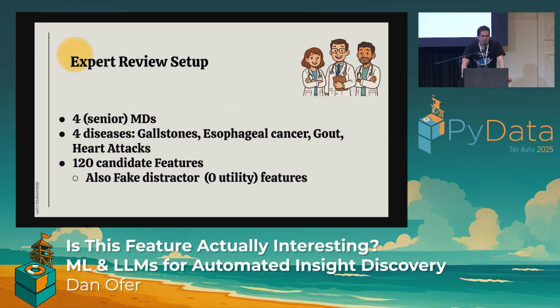So here we did human evaluation, and very, very expensive humans. We took 4 very senior medical doctors who were also professors, all research MD doctors, also with experience with these diseases, and gave them the candidates for the different diseases. One thing we also did over these candidates was give them a bunch of fake distractors. We took a bunch of features which had zero utility, basically made nonsense, and didn't tell the doctors about it, to see whether the doctors could tell the nonsensical stuff apart from the real stuff.